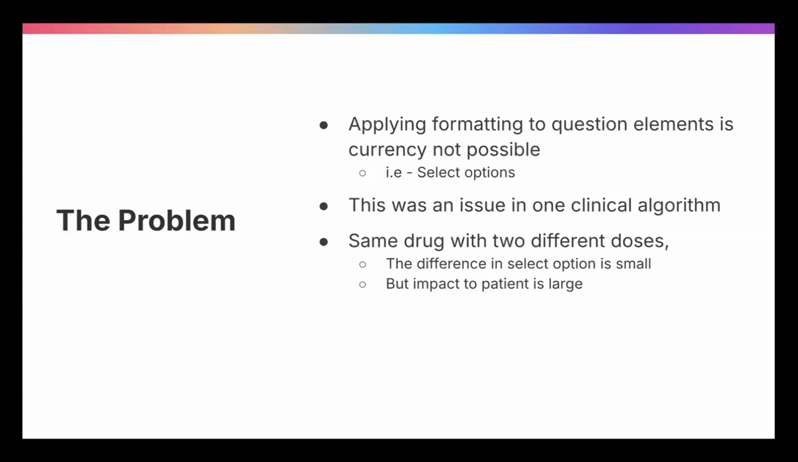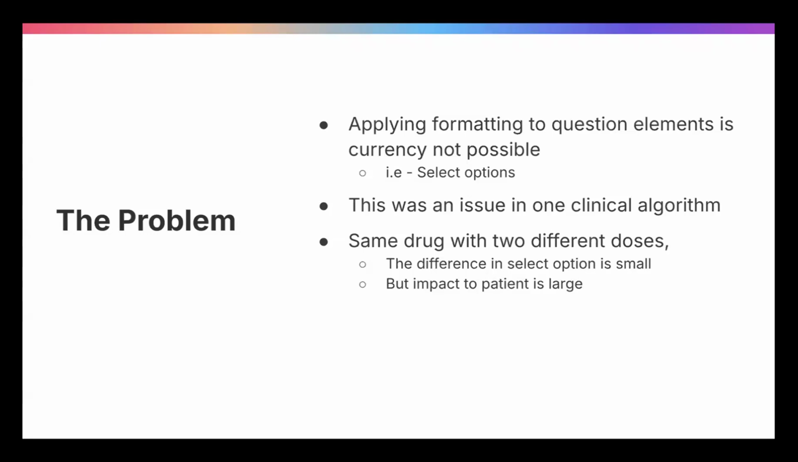So the problem that we face in a real life situation is how to apply formatting to a question to make it possible. It was a clinical algorithm. We had to prescribe a drug, and there were two options to select the two different doses. The two messages were very similar, but with only a slight difference, with the drug dosage being the only difference between the two select options.